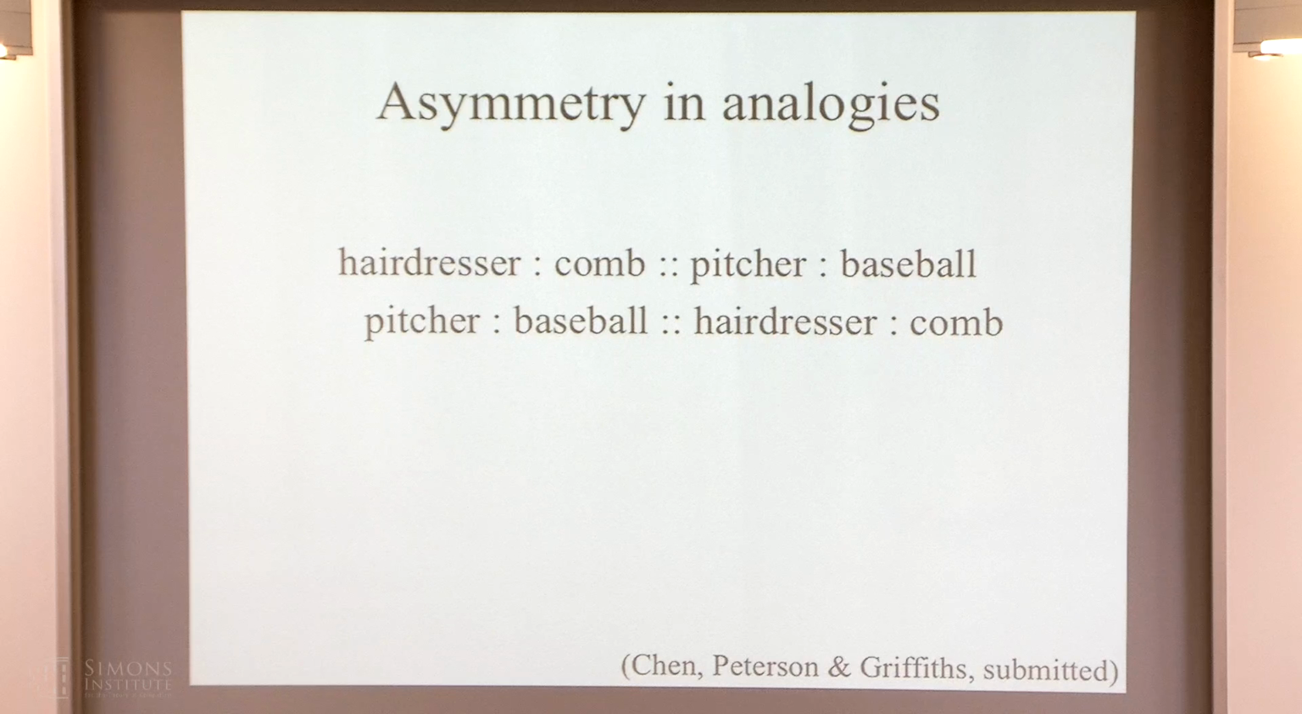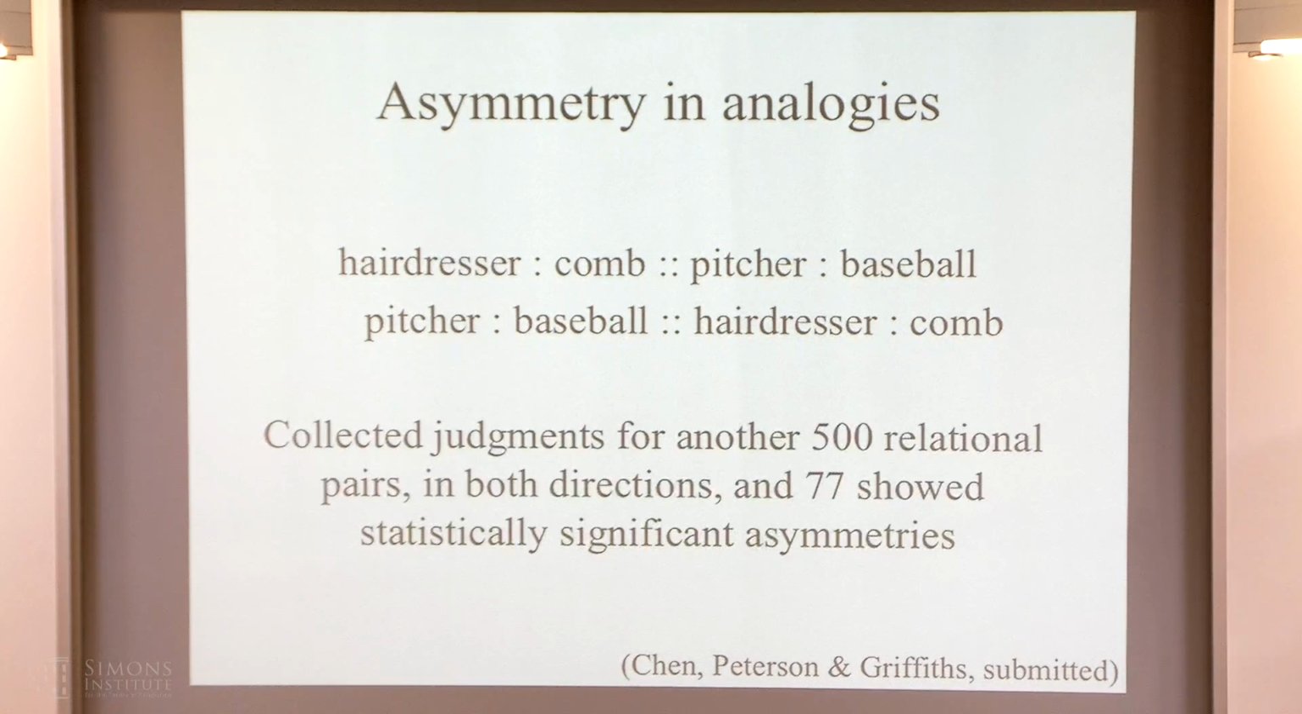And the reason why you maybe didn't get that is that basically it's a variation in sense. If you're thinking about it in this context, you're thinking about the baseball as an object, whereas here the immediate sense that appeals is baseball as a game. And clearly a hairdresser to comb is not the same relation as a pitcher to the game of baseball. And so we collected people's judgments for another set of 500 relational pairs in both directions. And when you look at this, you find a relatively large proportion of these that show statistically significant asymmetries in the judgments.